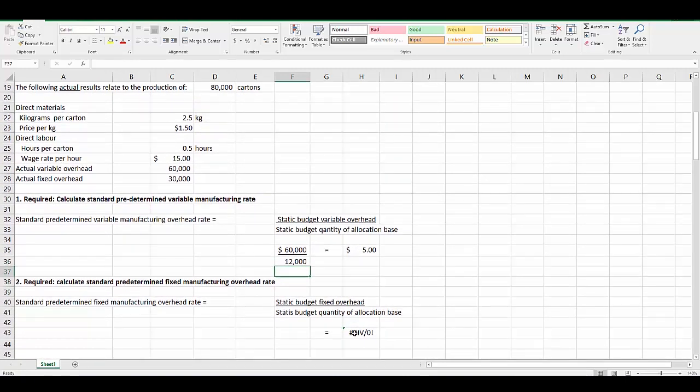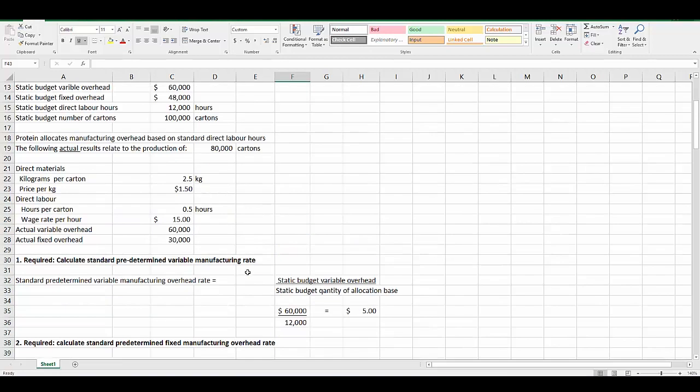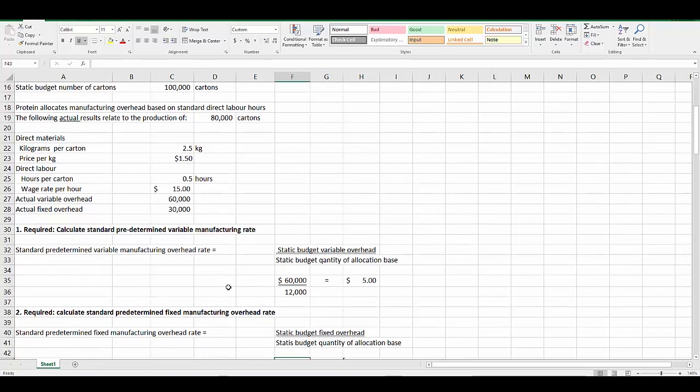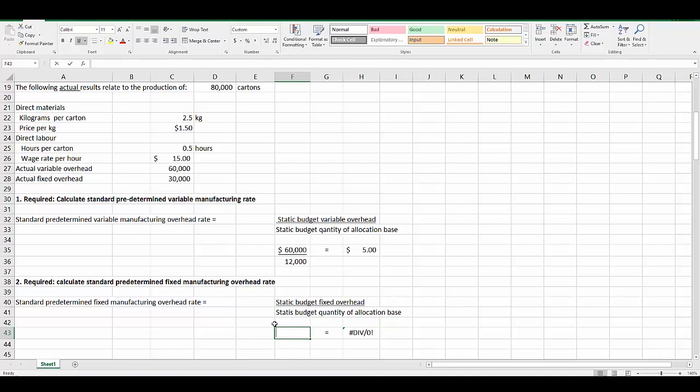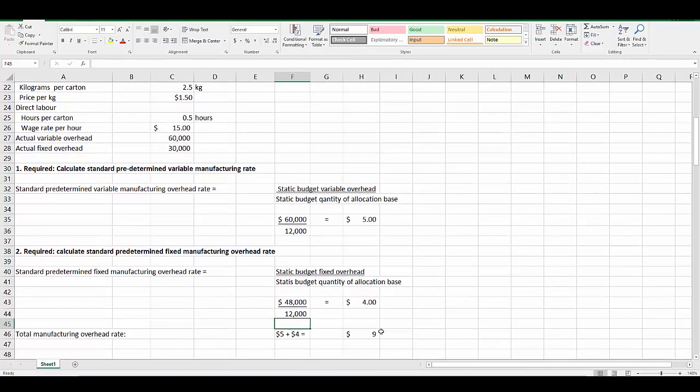So the next one we want to do is what is your fixed manufacturing overhead rate. So here you want to take your fixed cost, your static budget for your fixed cost, which is $48,000. So we'll enter that in here. And of course the allocation base remains the same at 12,000 hours. So that gives you a rate of $4. So the total manufacturing overhead rate is $9, your 5 plus your 4.